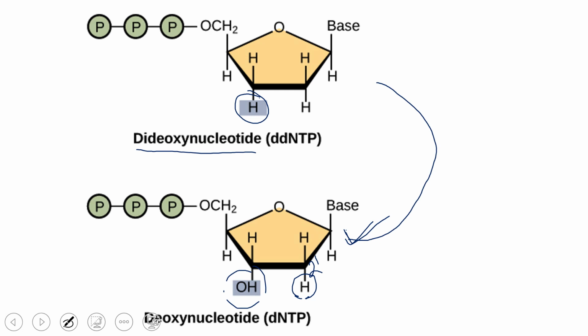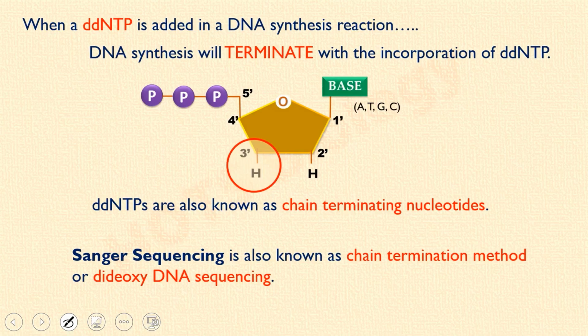So what is the advantage of using dideoxy forms? Whenever we have an OH group, a new nucleotide can be added there, but whenever this is added, it does not have a hydroxyl group, so a new nucleotide cannot be added there, and the chain will be terminated there. So whenever ddNTP, the dideoxy form of nucleotide, is added into the DNA chain, the DNA synthesis will be terminated there. No fresh nucleotide will be added at this place, so the chain will be stopped there. This type of nucleotide, dideoxynucleotides, is also called chain terminating nucleotides.